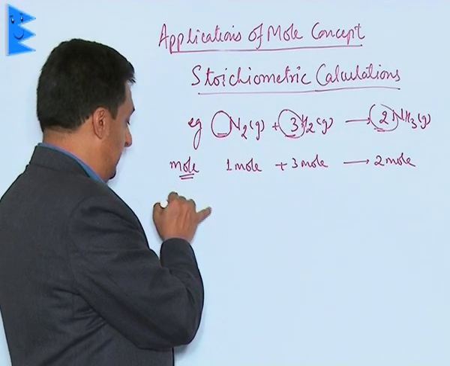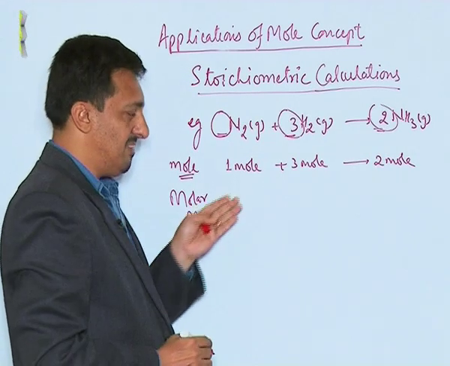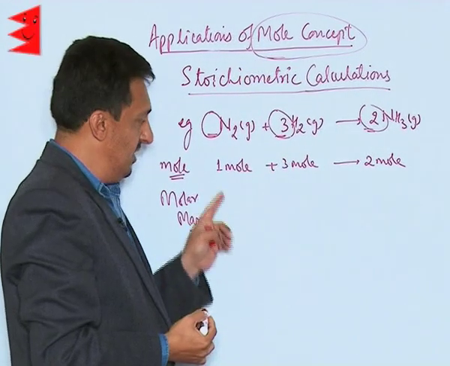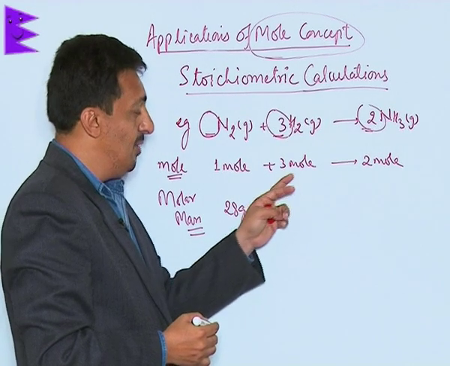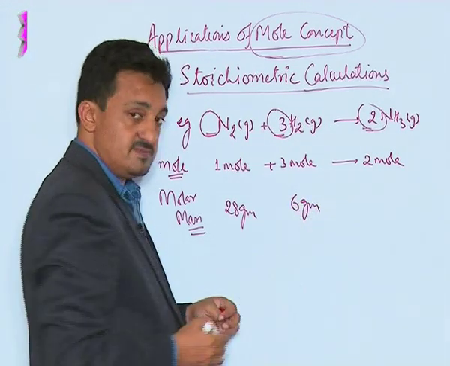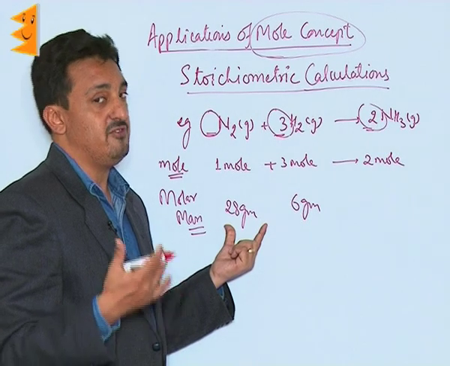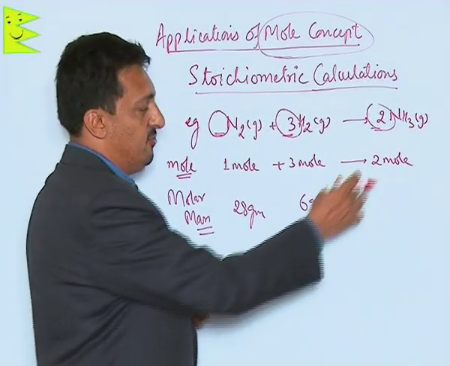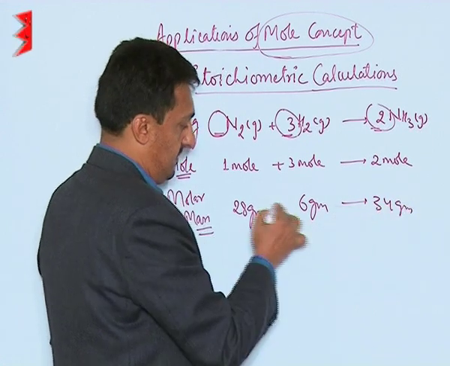Another thing, in terms of molar mass, we can express the same information. We'll now use the basic mole concept here. We know 1 mole of nitrogen is 28 grams. 1 mole of hydrogen is 2 grams, but 3 moles are used here, which means 6 grams. So 28 grams of nitrogen requires how many grams of hydrogen? 6 grams of hydrogen. And when they combine, they will produce what? Ammonia, whose 1 mole is 17 grams, so 2 moles means 34 grams.